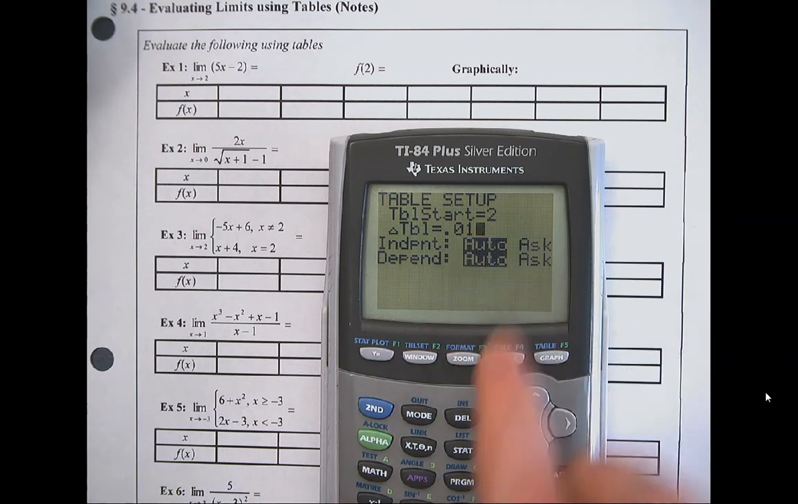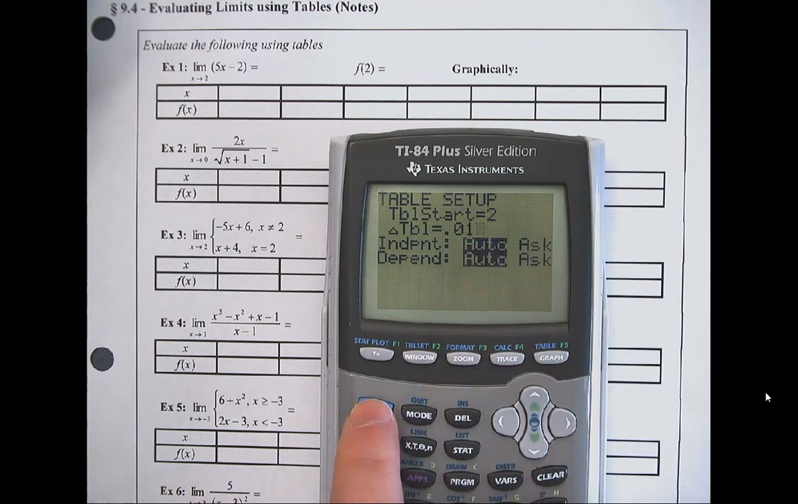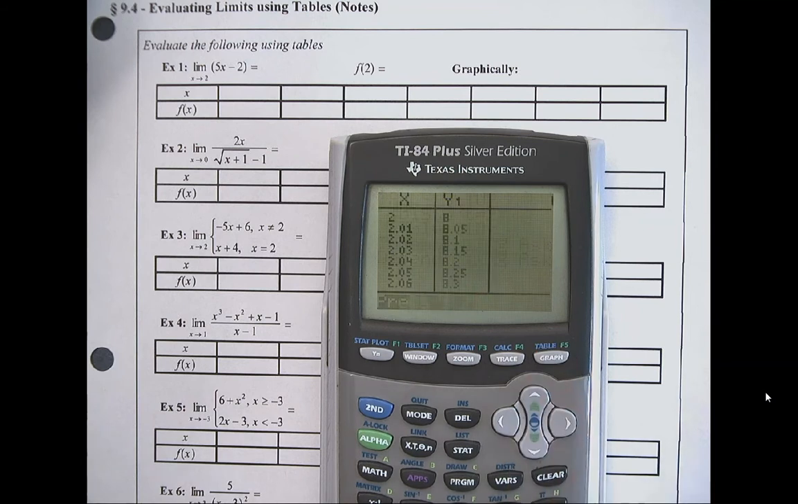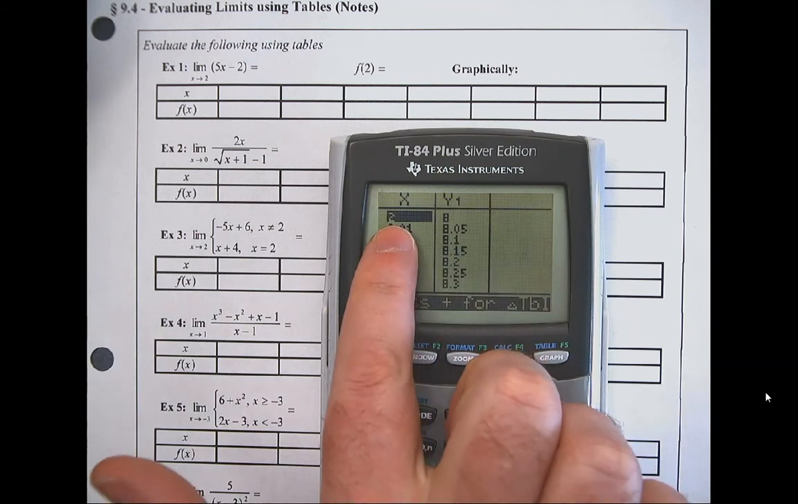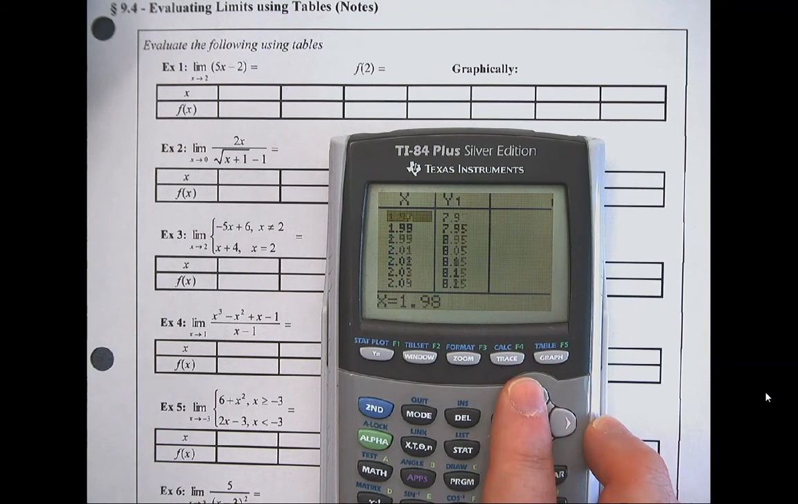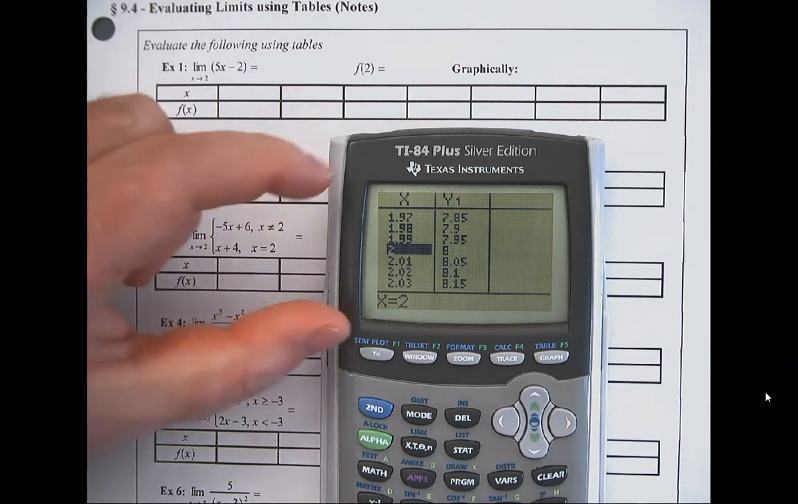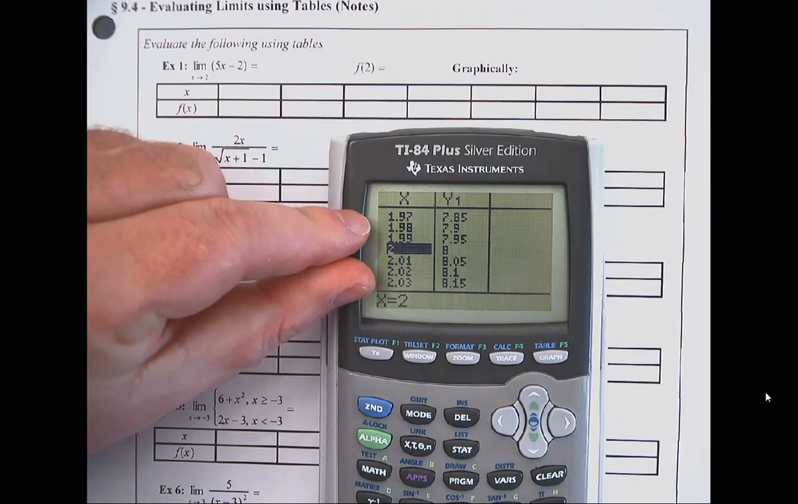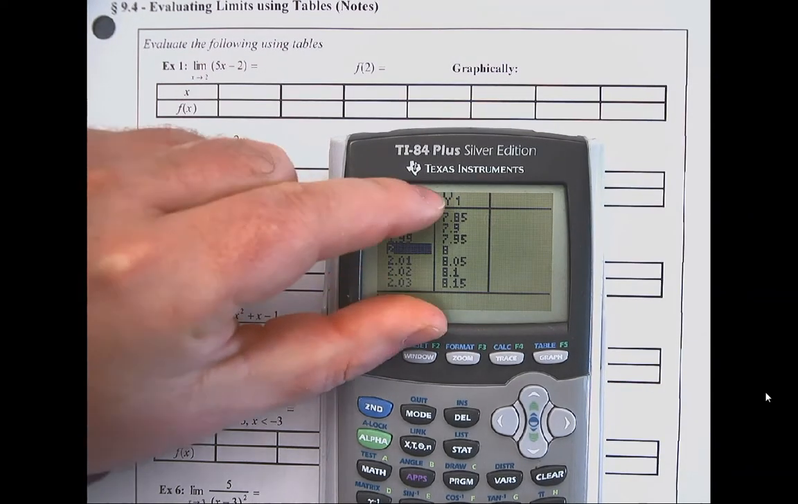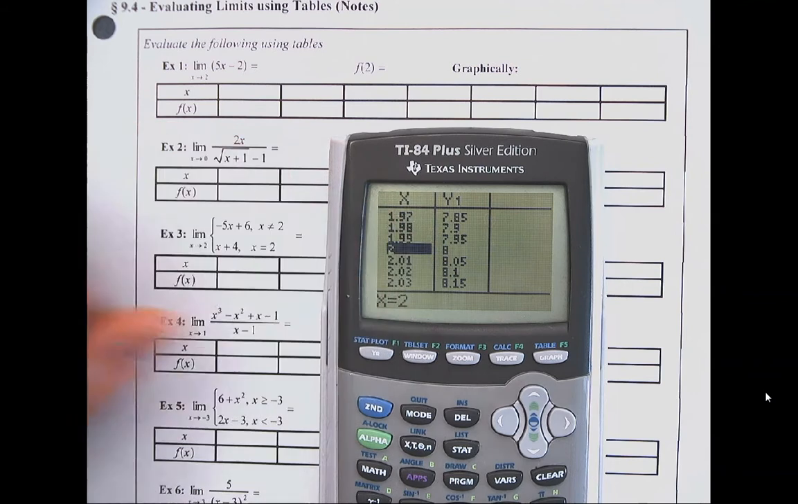So now I've set these two things up. You don't have to worry about those. Now I go back to my table, and I have the 2 where it starts. I want to center that, so I'm going to move up a little bit and then back down so that my highlighter is on the 2. That's the place that I'm approaching. So these are my x values, approaching from either side, and these are my y values, also approaching from either side.